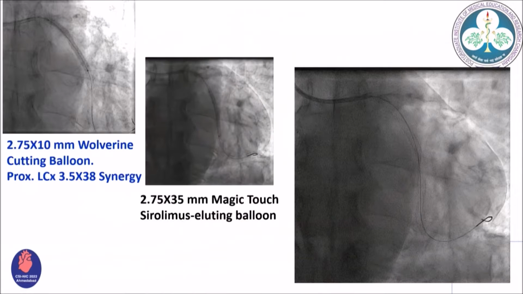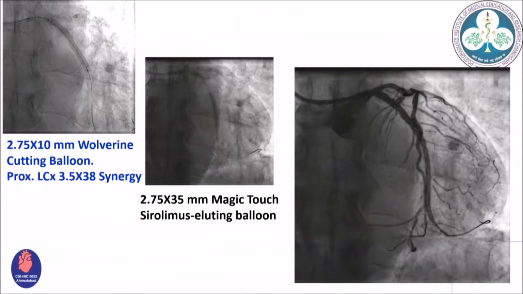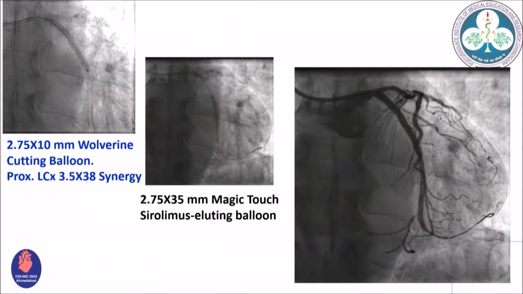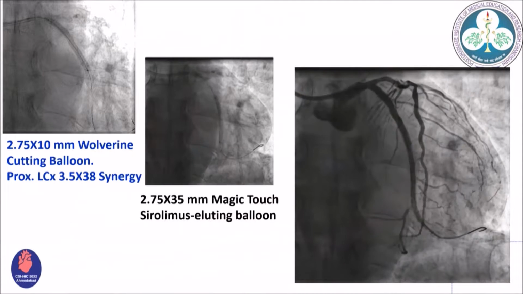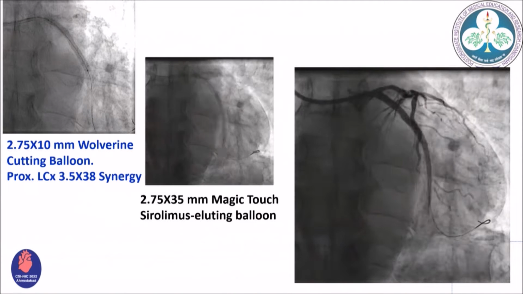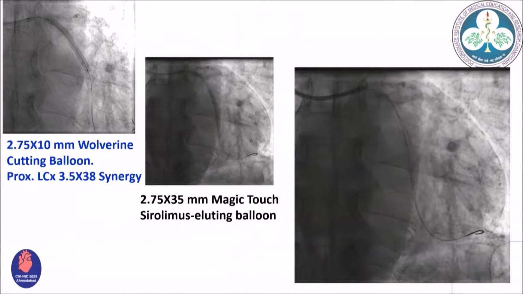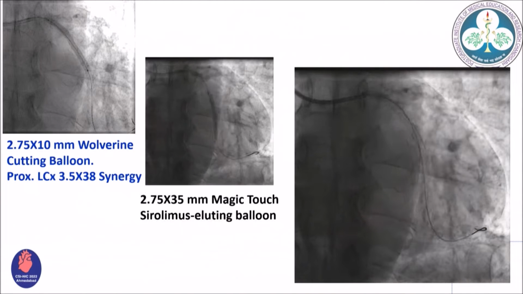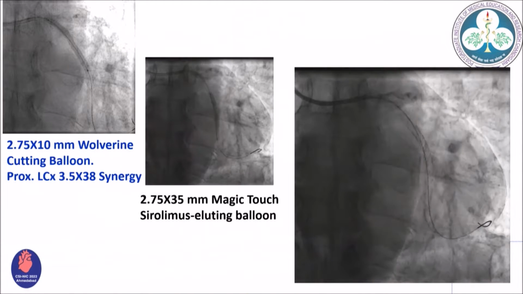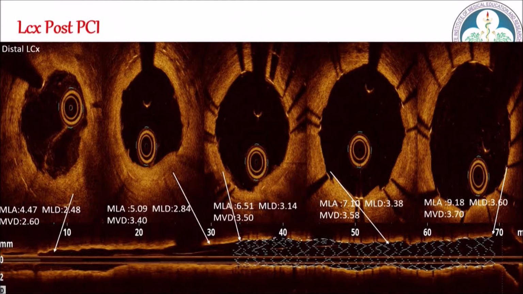Next. And then a 2.75 x 10 millimeter cutting balloon was used for further plaque modification of the ISR, followed by a 3.5 x 38 millimeter Synergy stent at the ostium to proximal left circumflex. And the distal ISR segment was treated with the 2.75 x 35 millimeter sirolimus drug-eluting stent. That's the magic touch. We had a TIMI-3 flow across the left circumflex. Next. And there is a good optimization of the stented segment on the post-procedure OCT.